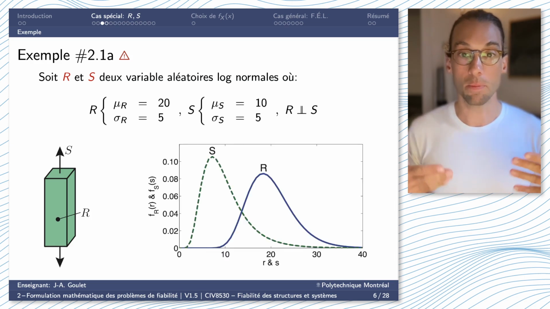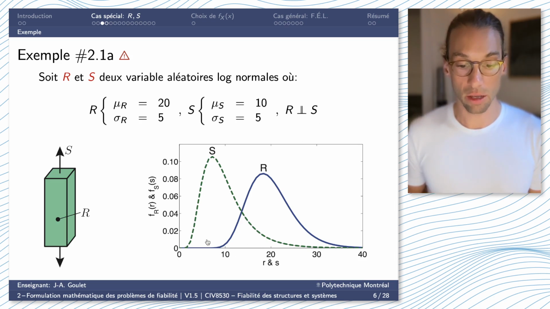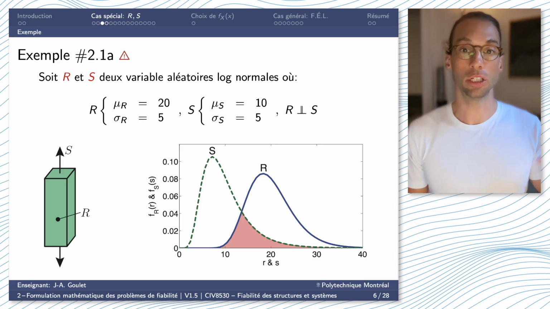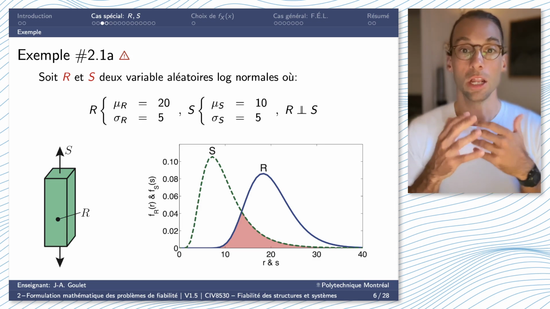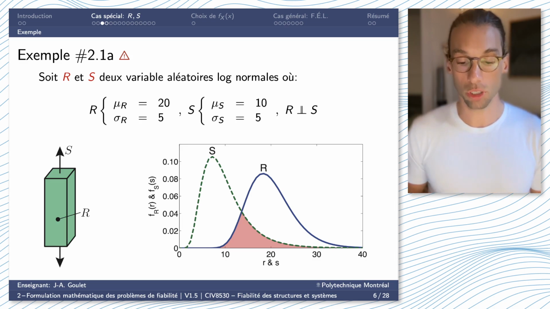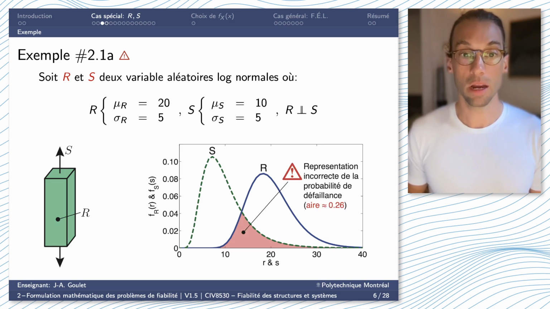I can represent both on the same axis for both R and S, and the vertical axis is the probability density for both quantities. So remember what we saw initially in the introduction module, whereas in a lot of publications and a lot of civil engineering books, we represent that intersection as the probability of failure. But here, this is not the case at all. If we would compute the area in pink here, we would see that the value is roughly 0.26.